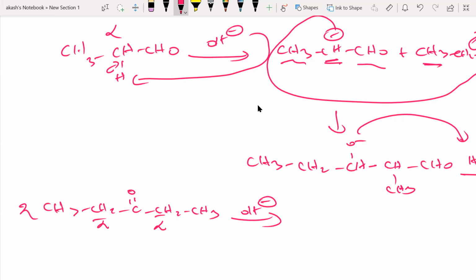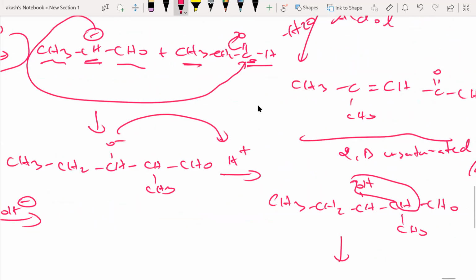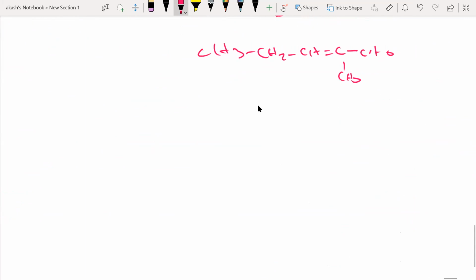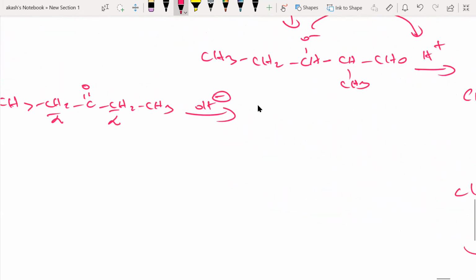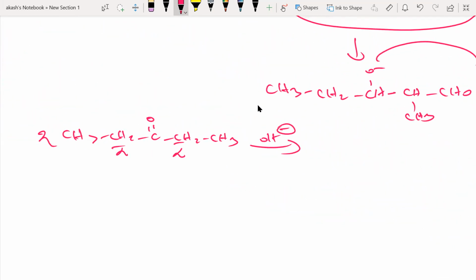Can you write the final product in the normal form, like how we normally write the structures? Can you write it like that? Just write it in a little more legible way so that you would understand.